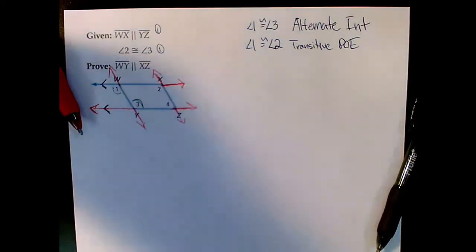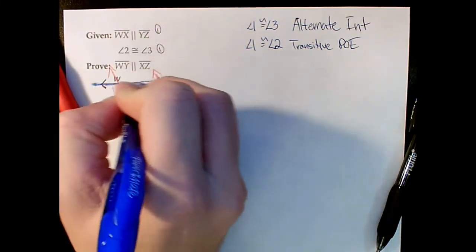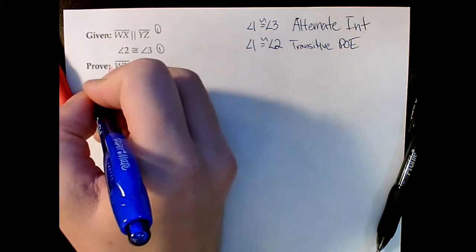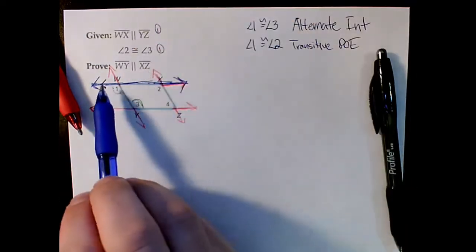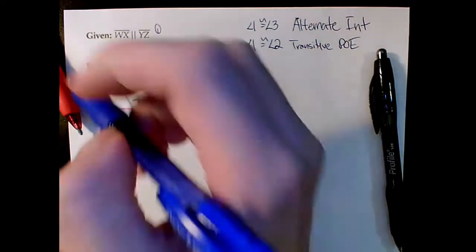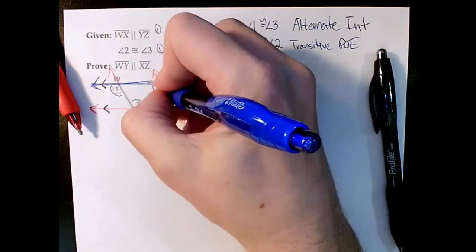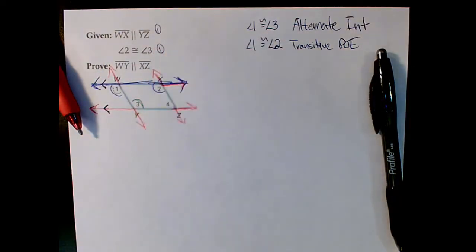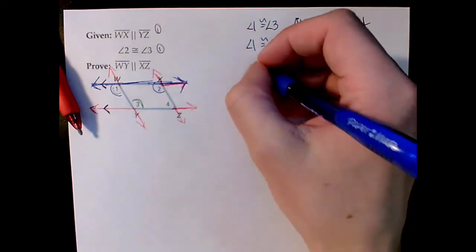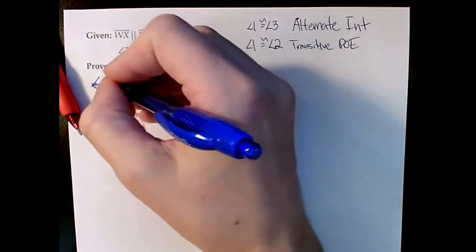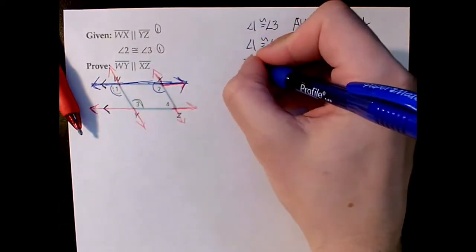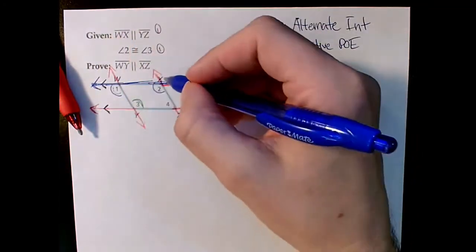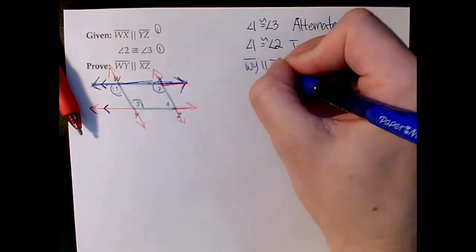So now I'm looking at this guy right here as a transversal to focus on and trying to get information about that line and that line. If I'm focusing as if that's my transversal, angle 1 here and angle 2 here being congruent to each other tells me that these two lines right here are parallel. Okay, so I'll explain why in a second. WY, which is this line, and XZ, which is that line, are parallel.